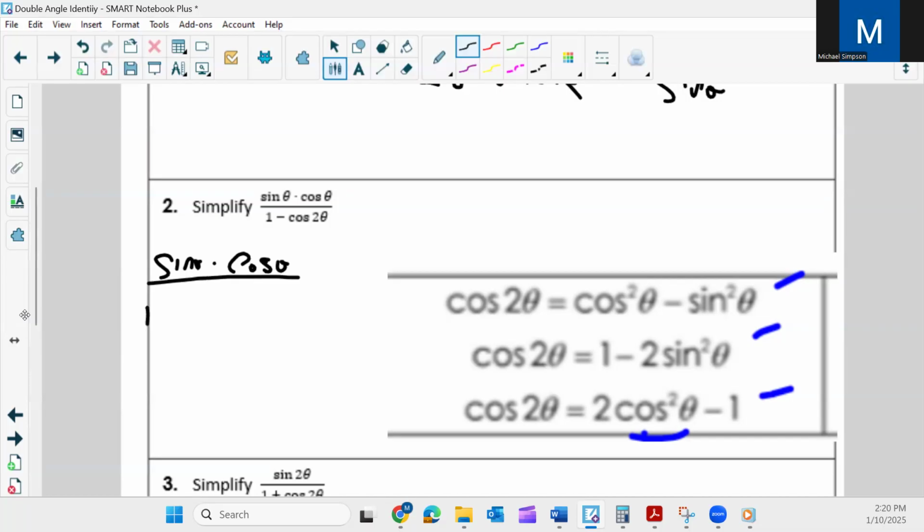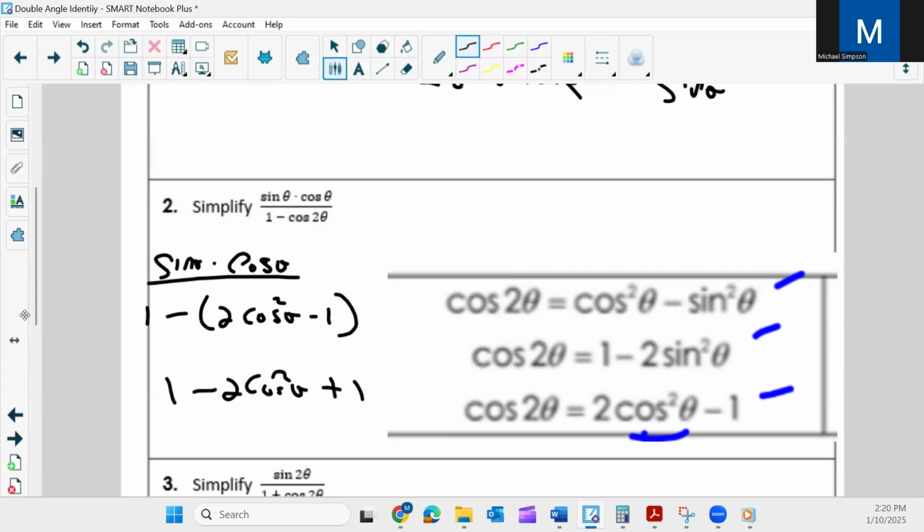That's over 1 minus. You take the third one right here. Is that what you said? Okay, let's do that. 1 minus (2 cosine squared theta minus 1). Good. Let's remove the parentheses now. What do I get? 1 minus 2 cosine squared theta plus 1. Is that going to cancel the 1 now? No. So I can't use that one. So which one do you think I should use?